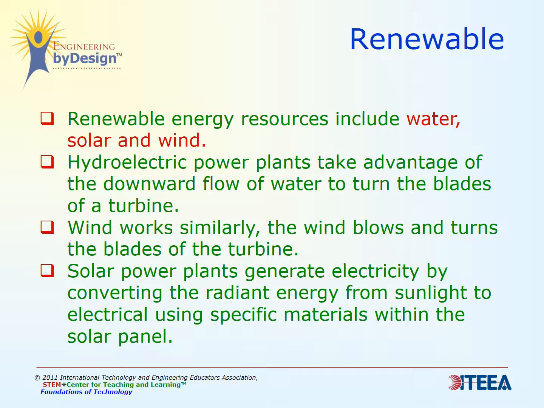Now, your renewable energy resources include water, solar, and wind. Hydroelectric power plants take advantage of the downward flow of water. The downward flow is turning the blades of the turbine and is creating electricity. Now you've got mechanical energy being converted to electrical energy.